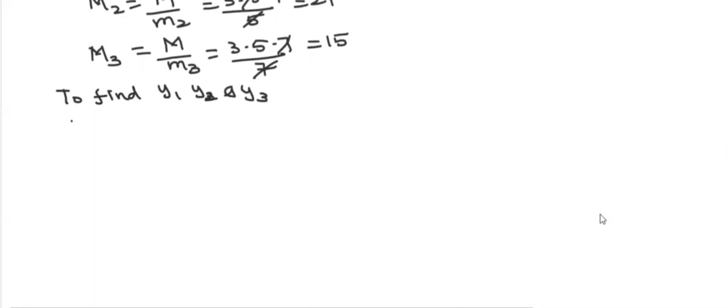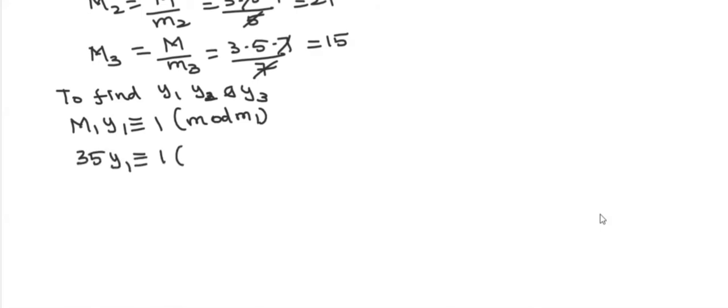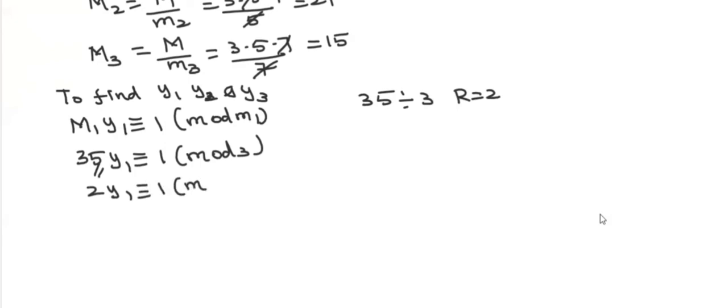Now we have to calculate y1, y2, y3. What is the formula for that? The formula is capital M1 into y1 congruent to 1 mod m1. Capital M1 is 35, so 35 y1 congruent to 1 mod 3. Here 35 divided by 3 has remainder 2, so I replace it by 2. So 2 into y1 congruent to 1 mod 3.